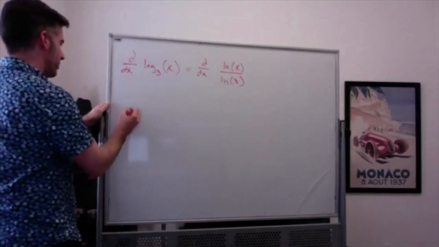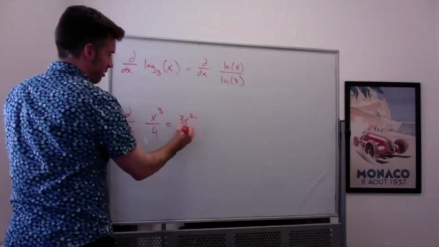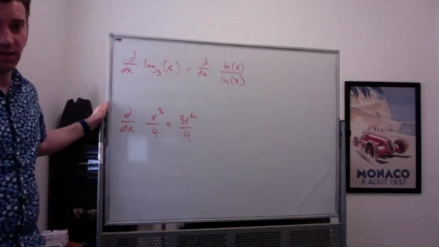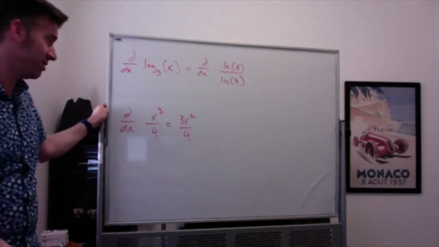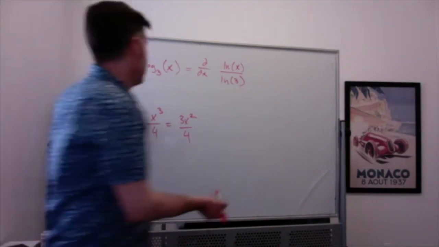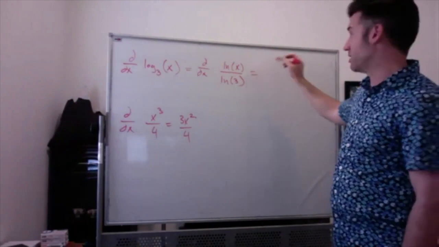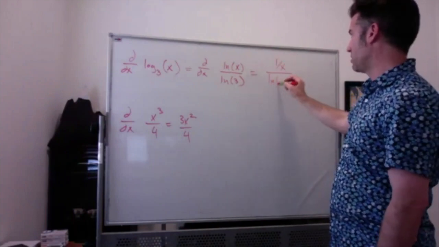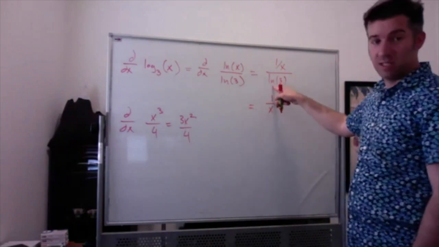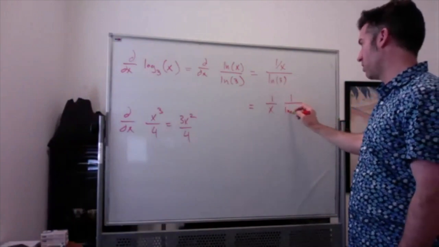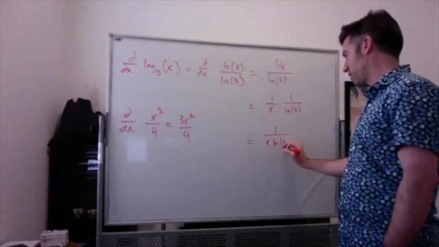All right, what's the derivative of x cubed over 4? It's 3x squared over 4. And when you divide by a constant and you take the derivative, the constant just hangs out, whether it's in the numerator or the denominator. If you multiply by a constant, it just sticks around. If you divide by a constant, it just sticks around. So the derivative of the natural log of x over the constant is, well, the derivative of natural log of x is 1 over x over that same constant, which I would then write as 1 over x times the reciprocal of natural log of 3, which is 1 over natural log of 3. And we typically combine that in one fraction, as 1 over x natural log of 3.